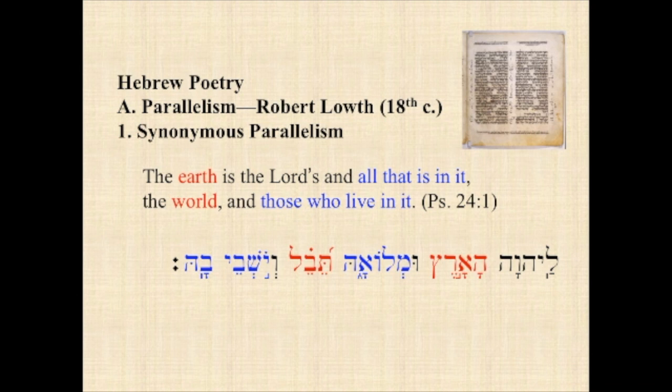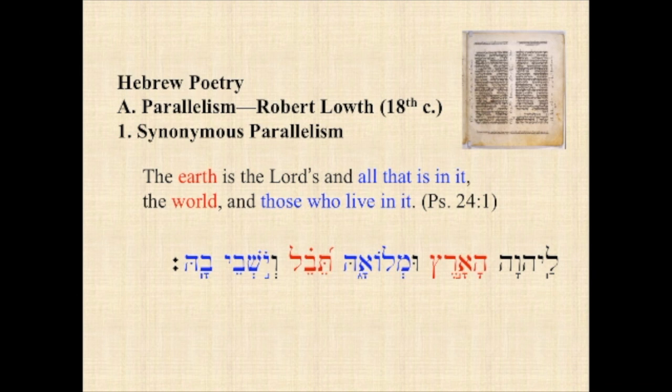And so in the 18th century, a scholar named Robert Lowth realized that there was one feature which is rather common in Hebrew poetry, although again, it is not entirely sure that it occurs in all Hebrew poetry, and that is what is called parallelism. That is where you have two cola or two lines that are in some way connected to one another.